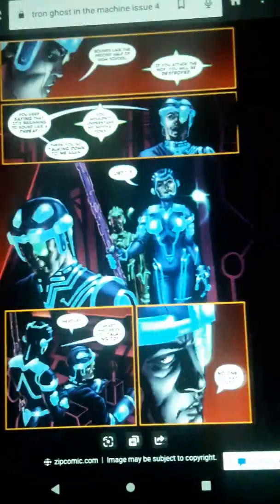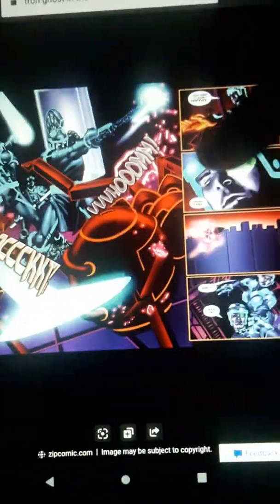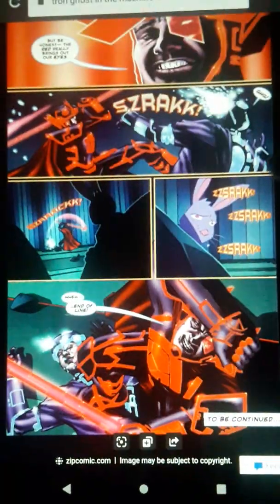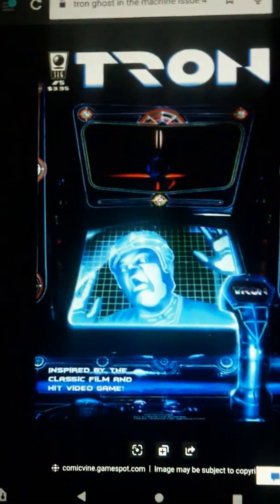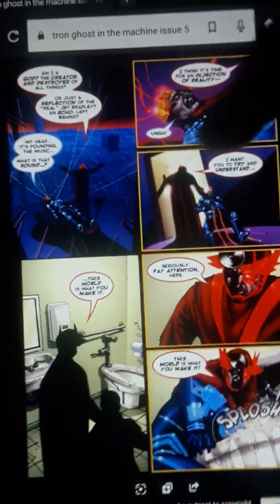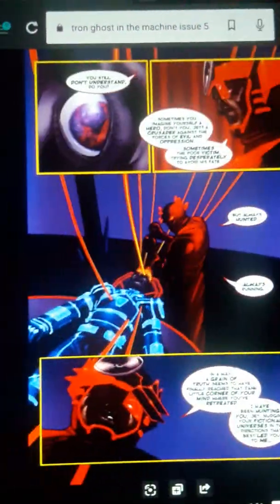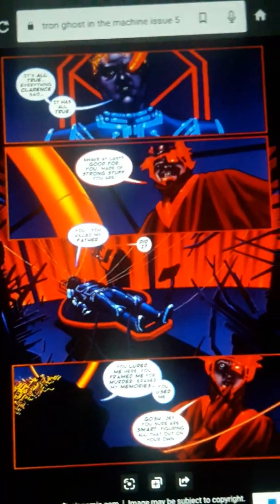Look at this. It doesn't look as good as when we started out, right? Look at all that. More. There's issue 5. Here's some of issue 5. I don't know what this is.